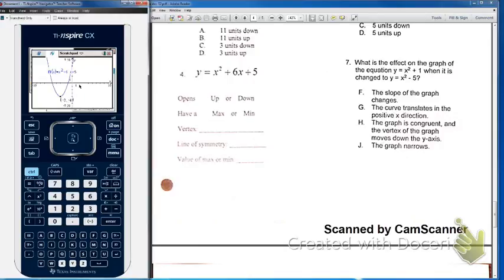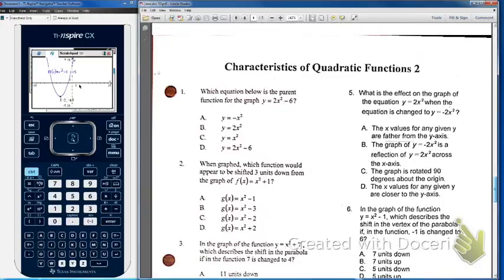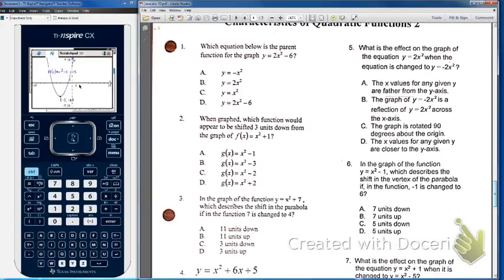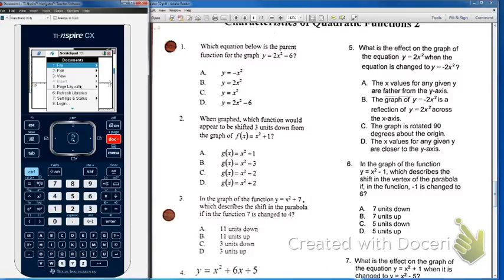Okay, so let's go back up to the top of this paper. It says, what is the effect on the graph of the equation y equals 2x squared when the equation is changed to y equals negative 2x squared? So clear out your calculator and graph 2x squared, and then push tab, and then graph negative 2x squared. What is the effect? It flips, okay?